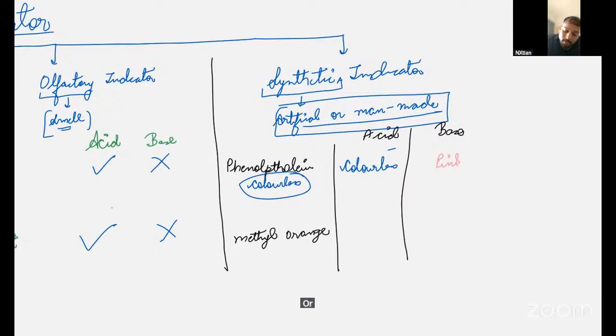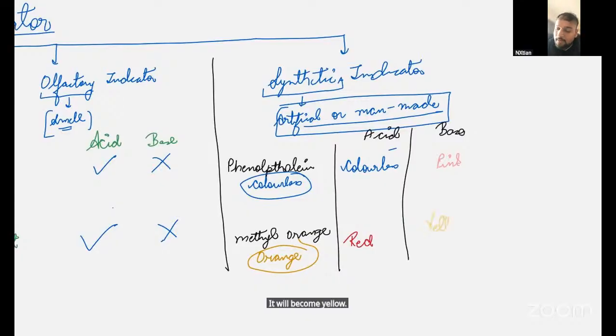If I talk about methyl orange, it is basically orange in color. But if I add it into an acidic solution, it will become red. And if I take it in a basic solution, it will become yellow.